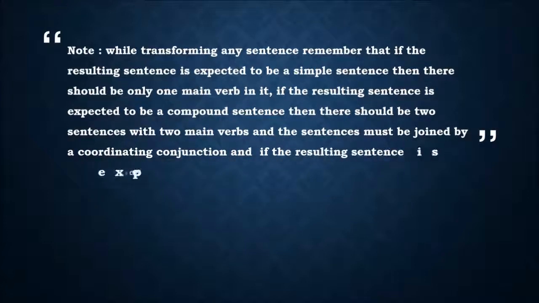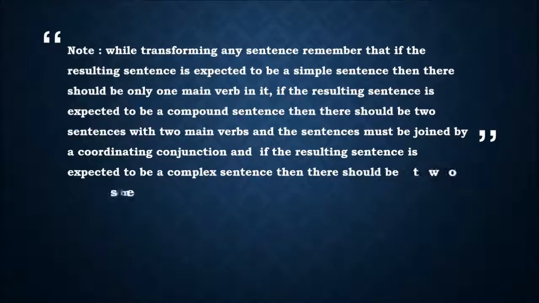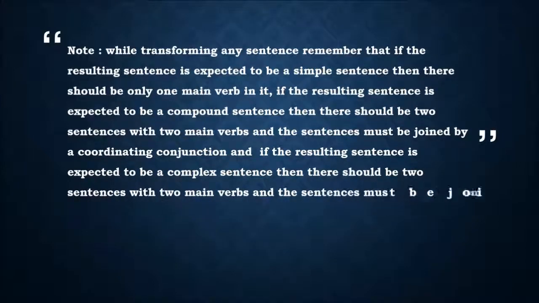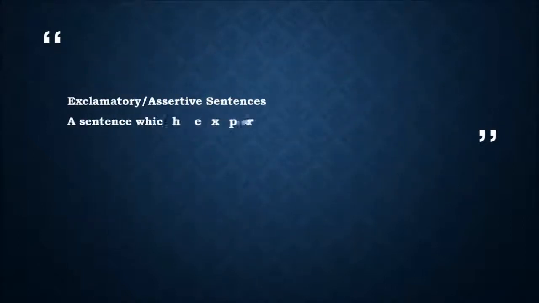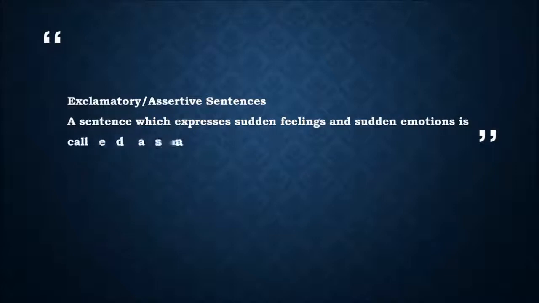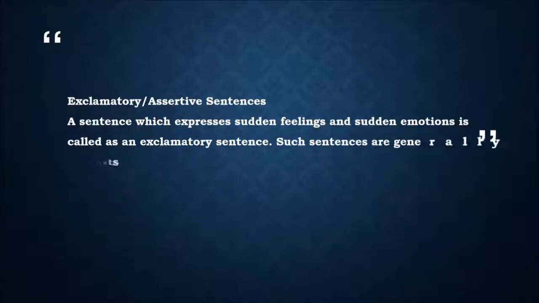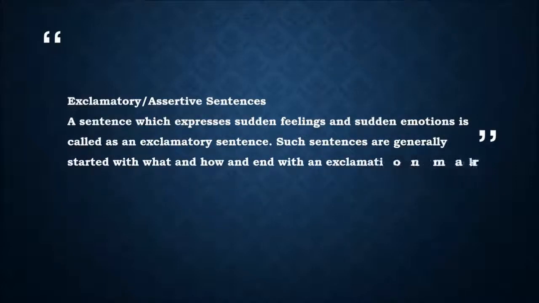Exclamatory sentence: a sentence which expresses sudden feelings and sudden emotions is called an exclamatory sentence. Such sentences generally start with what and how and end with an exclamation mark. Rules to transform a sentence into an exclamatory sentence. A. If the given sentence contains a or an, then use what as the first word in the exclamatory sentence, otherwise use how. Or if the sentence has a noun after an adjective, then use what, otherwise use how.